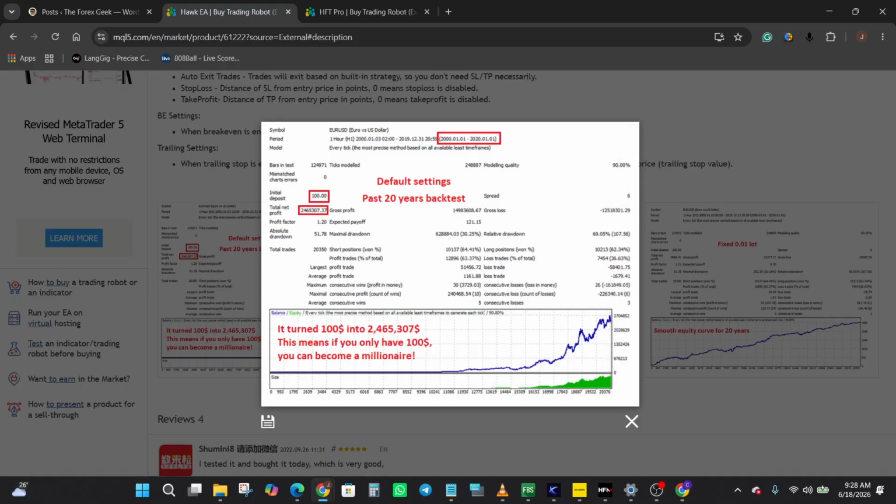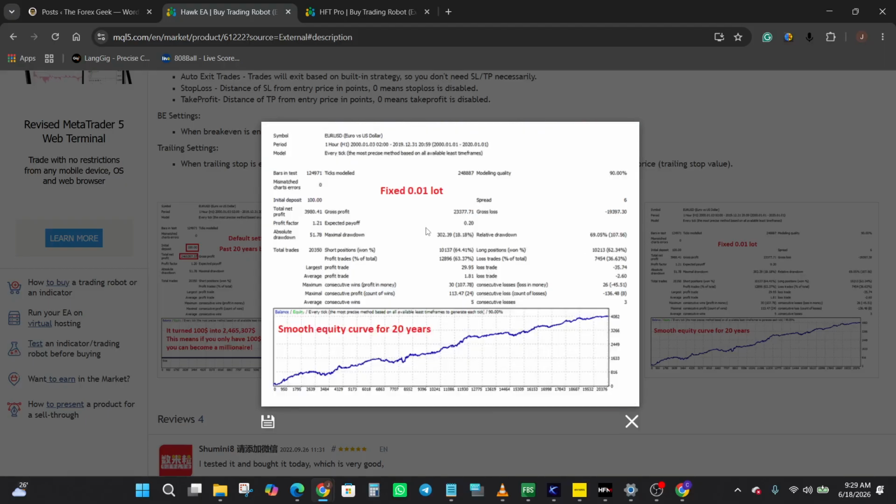The developer mentions long-term performance across a wide historical range, which is often used to show how a system behaves across different market conditions. Now, looking at what we have here, $100 is the initial deposit. Over $2.4 million is the total net profit. Over 20,000 trades taken with over 12,800 profitable, giving us a 63.37% win rate. Okay, pretty impressive.